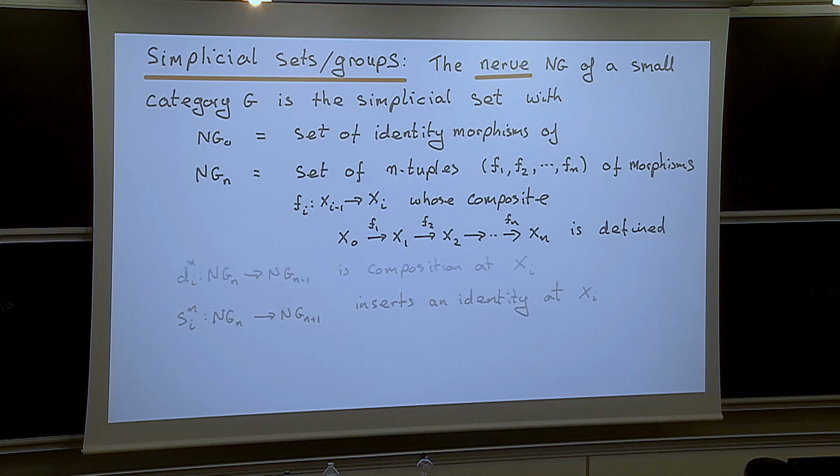And then there are, we won't worry too much about them, but there is composition at object xi, which gives you a face map, a boundary map from the n simplices to the n-1 simplices. And there's insertion of an identity morphism, which goes up to give you a degeneracy. So you can create simplicial sets mathematically in ways other than just converting simplicial complexes. They're handy objects.